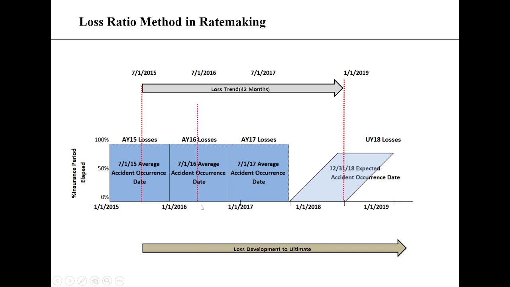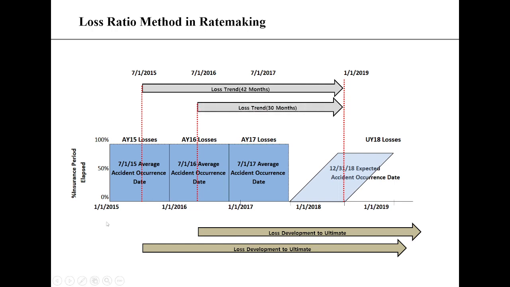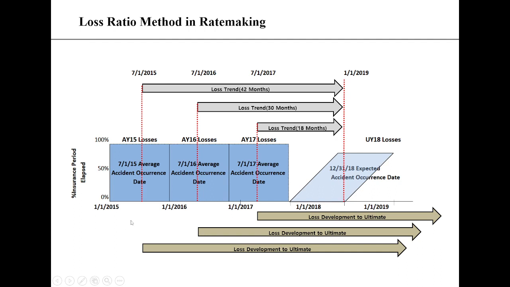And the second last year, 2016, average accident date. I also developed the losses first up to the ultimate, and then I apply the trending here. So 42 months and 30 months. And the very last accident date, 2017, I also developed losses up to the ultimate, and I also applied trending from here to the average accident date. So when I try to use loss ratio in ratemaking, you do two major adjustments, right? So this is how it works.